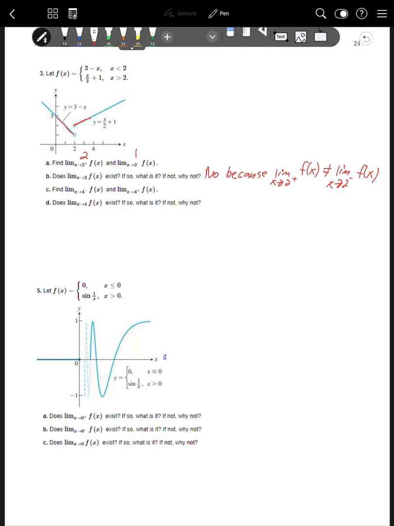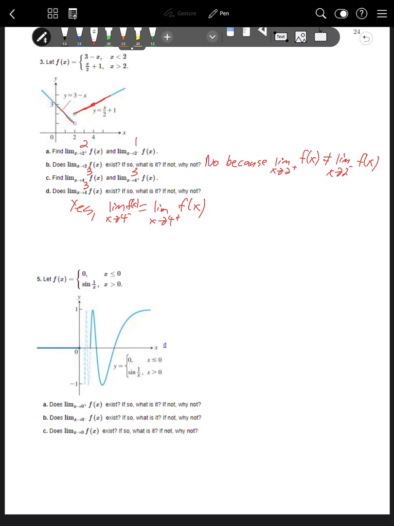However, if we look at 4, when we come from the left-hand side and get close to 4, we get 3. And when we come from the right-hand side, we get 3. So both of these limits are 3, and therefore, yes, that limit does exist. The limit as x approaches 4 on the left is equal to the limit as x approaches 4 on the right, and those are equal to 3, so this limit would be 3 as well as the two one-side limits.